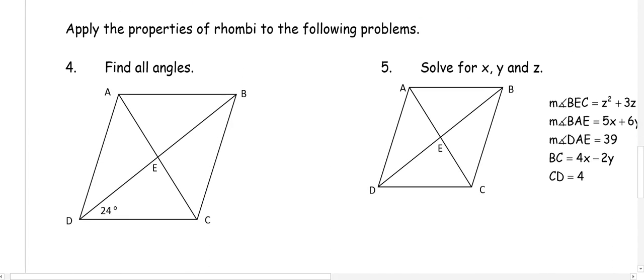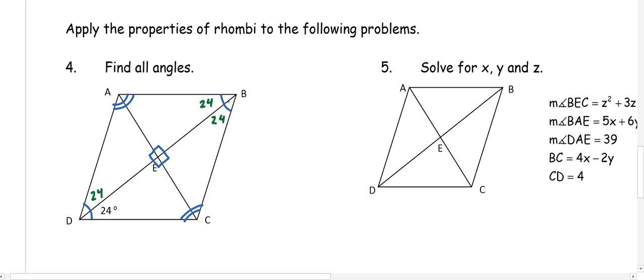So in number 4, find all of the angles. So we know that our opposite angles are bisected, so B and D are bisected, and A and C are bisected. We also know that the diagonals are perpendicular, so we have right angles at the center. So now that I know I have right angles at the center, I also know that D was bisected into 24 and 24, and B shares those same angle measurements.